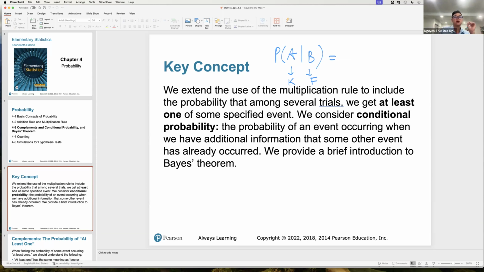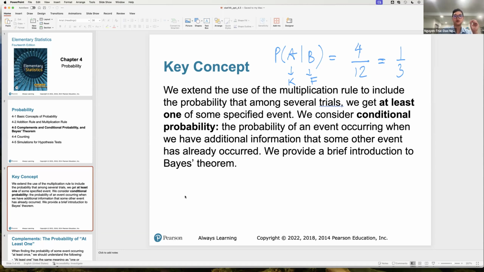The total number of face cards in the deck of 52 cards is 12, right? And we have four kings. So among the face cards, 4 out of 12 are kings. This is the probability of getting a king, given that you draw among the face cards. So 4 over 12, which is 1 over 3. Are we good? So this is the conditional probability.